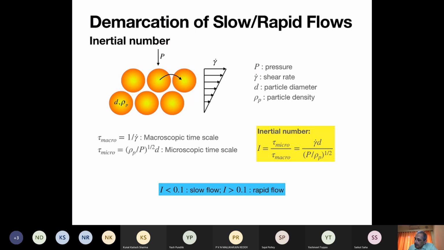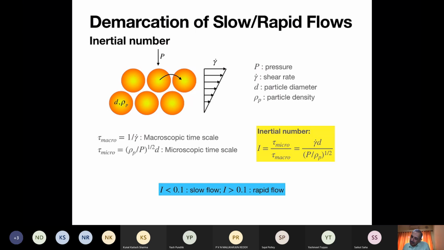Let's call that pressure P. So you have these particles being sheared, there's a pressure acting, and of course you have particle properties: the particle has a diameter d and a density rho p. Now we can define two timescales for this particular system. One is the macroscopic timescale, the timescale associated with the shearing motion, and that is just 1 divided by gamma dot. Gamma dot has units of 1 by second, so when you take the reciprocal, this has units of time.